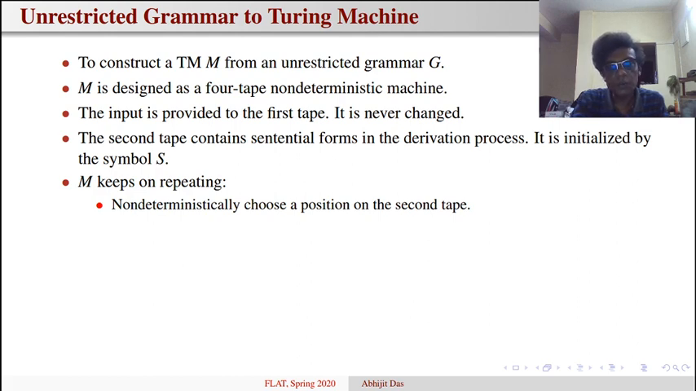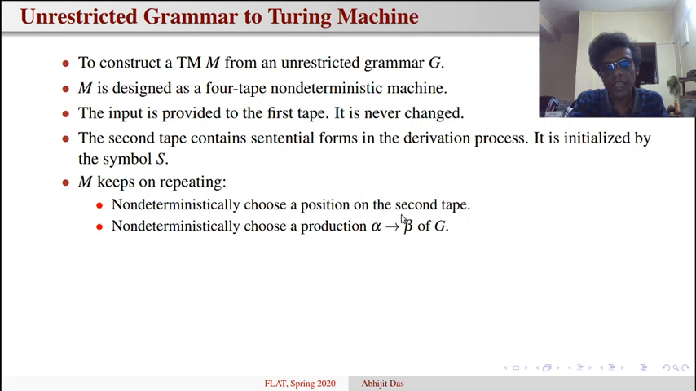It then non-deterministically chooses some rule alpha to beta, and the knowledge of all these alphas and betas, all these productions, is in the finite control of the Turing machine M. So it non-deterministically chooses any such rule, copies alpha to the third step and beta to the fourth step. Okay. Now what the machine will do, as humans do likewise, it will try to compare alpha with the substring of the second step.